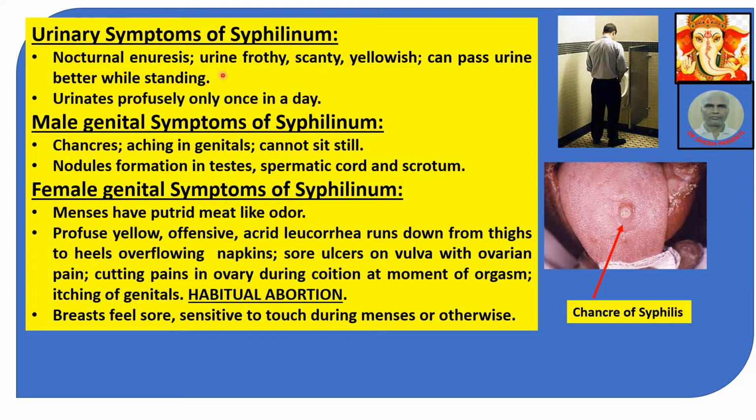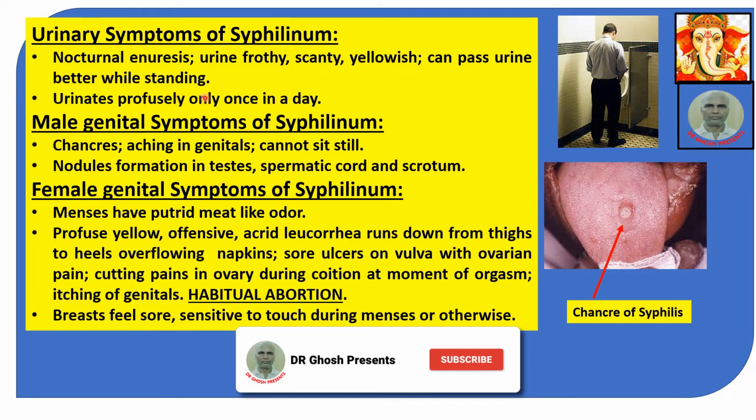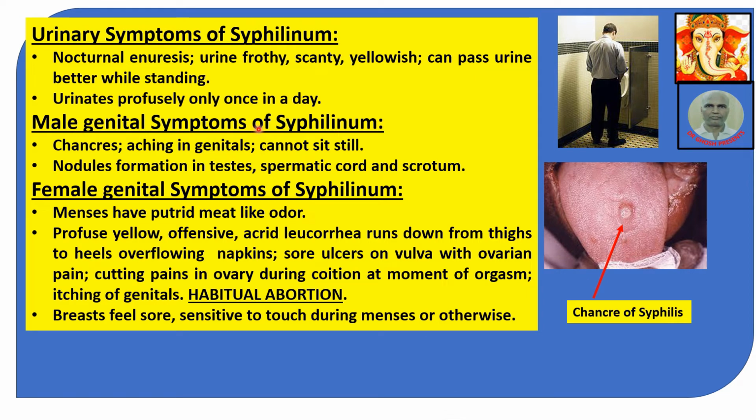Urinary symptoms of Syphilinum: nocturnal enuresis. Urine frothy, scanty, can pass urine better while standing. Urinates profusely only once in a day.